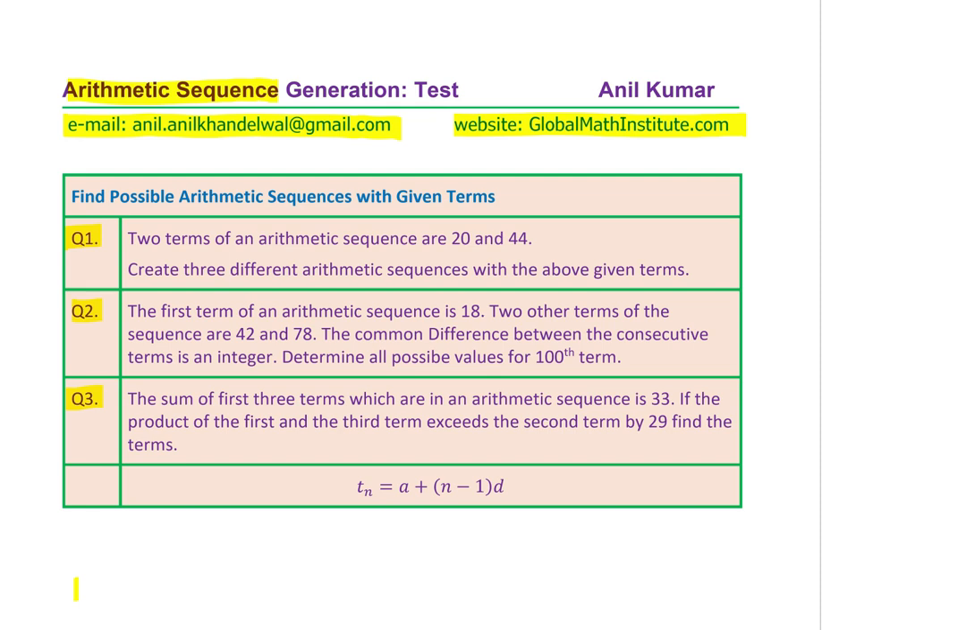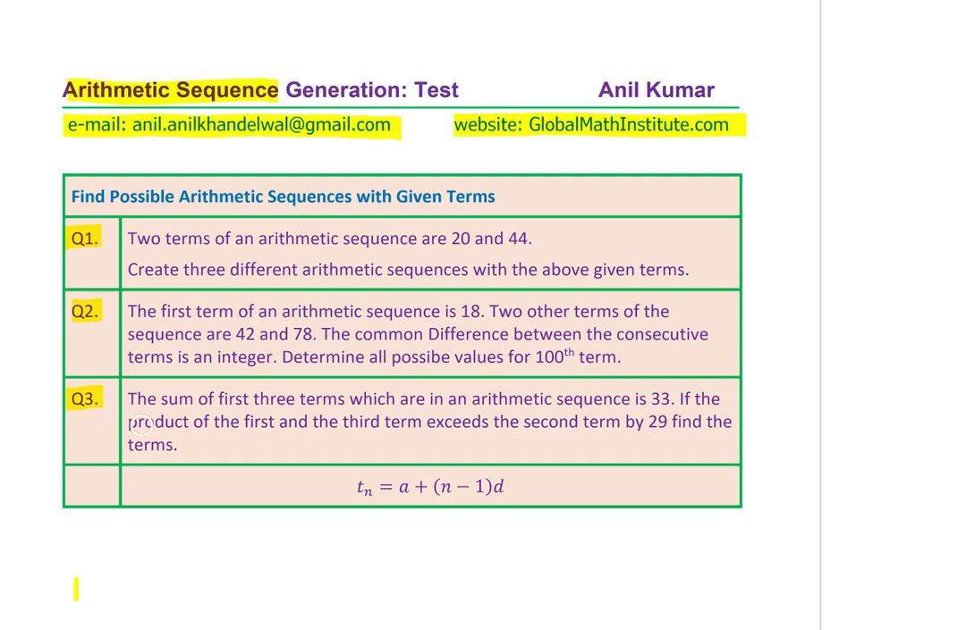Question number one is: two terms of an arithmetic sequence are 20 and 44. Create three different arithmetic sequences with the above given terms. Question number two. The first term of the arithmetic sequence is 18. Two other terms of the sequence are 42 and 78. The common difference between the consecutive terms is an integer. Determine all possible values of 100th term.